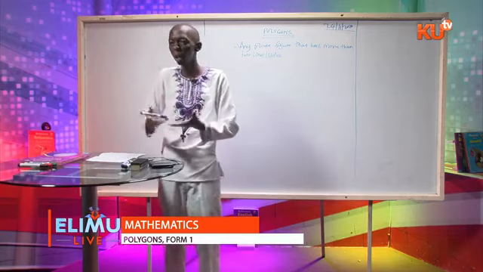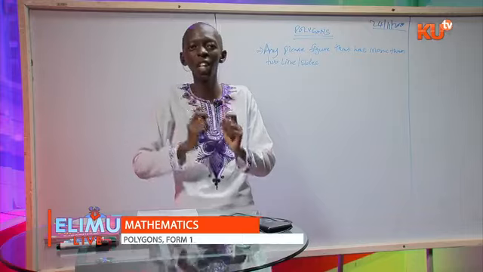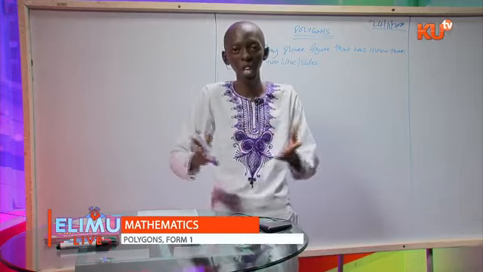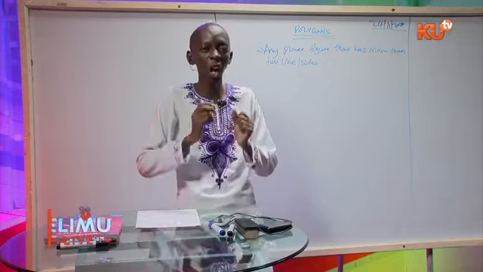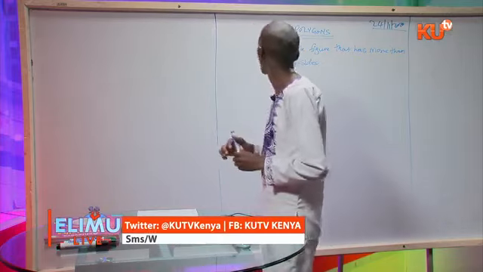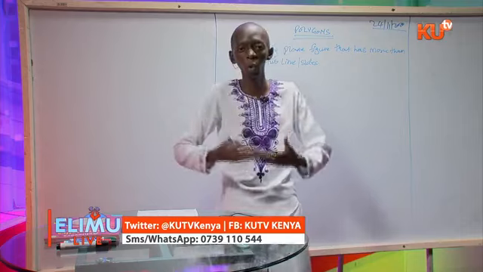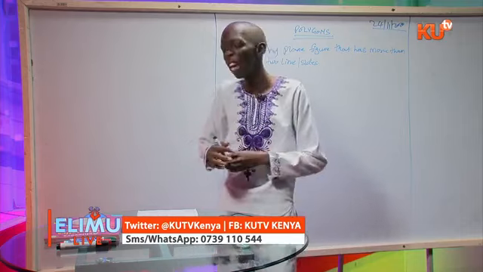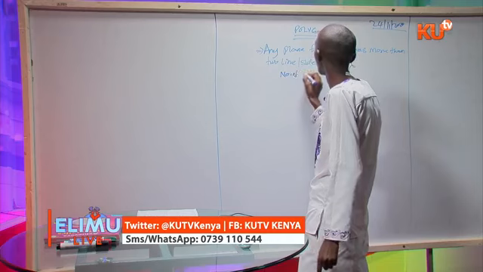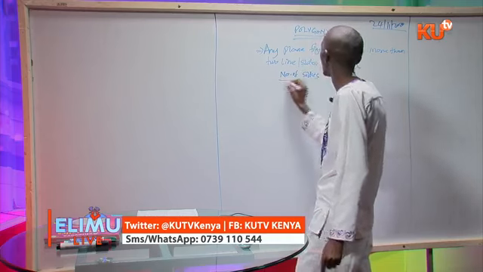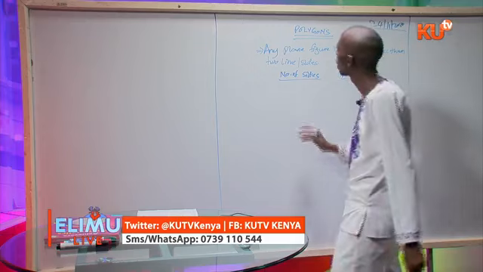The names of polygons depend on the number of sides that the plane figure has. So we have various types of polygons depending on the number of sides each has. The next thing we look at is the name of polygons depending on the number of sides that they have. So we'll have the number of sides, then the name of the polygon.